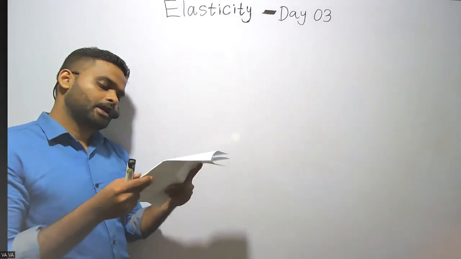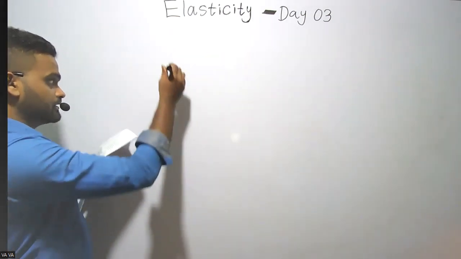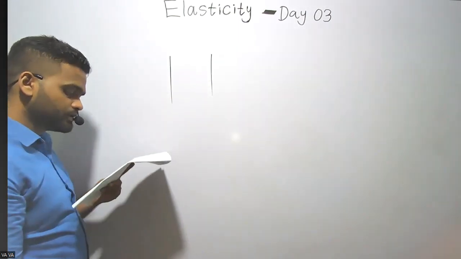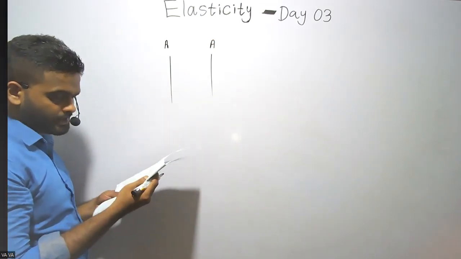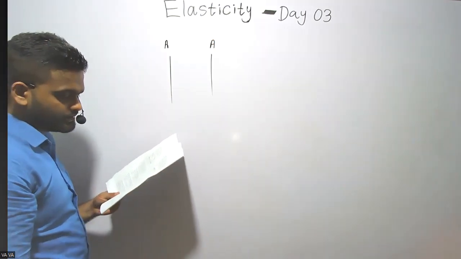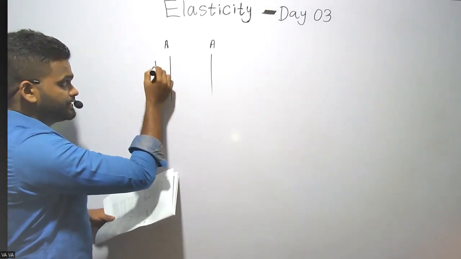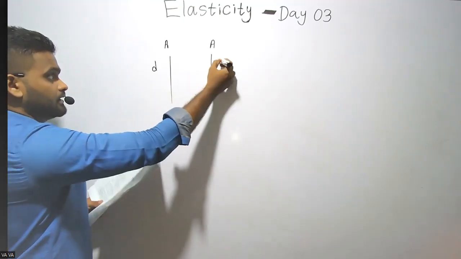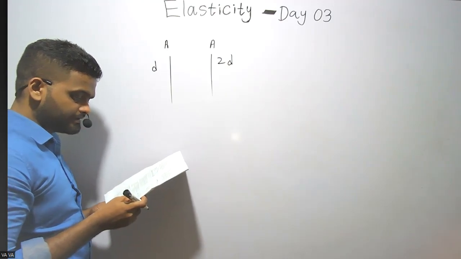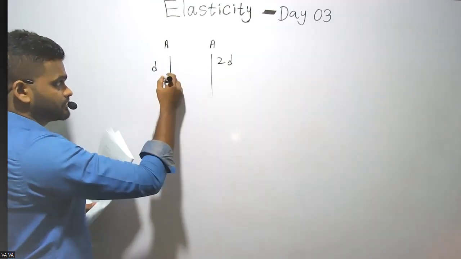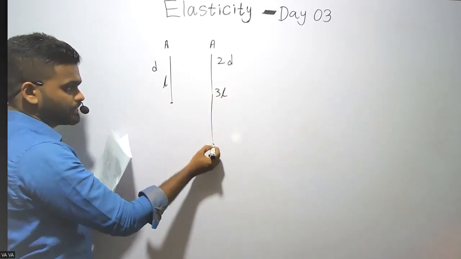Right. A and B are two steel wires. Diameter of A and B, two steel wires. Both are steel, so Young's modulus is the same. Diameter, let's say D here, and for A it is twice. They say it is twice. And the length is thrice. So if this length is L, here the length is 3L. So I have to compare these two wires.